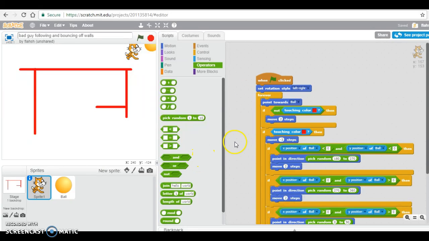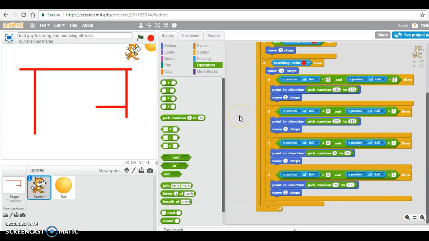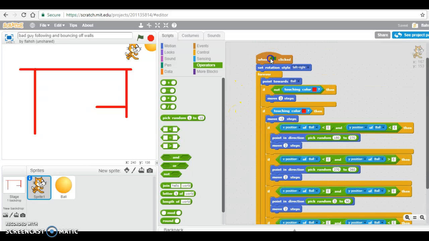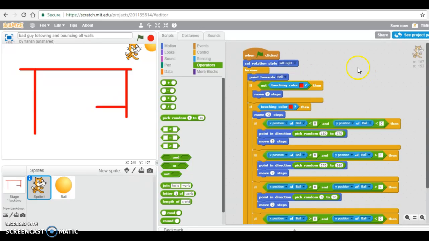This is one way that I've found to have your bad guy who's chasing bounce off of walls. And this is the code I wrote for the bad guy. So basically what's happening here is I set rotation style to left-right so that the cat, who's the bad guy, will only point left and right. It helps with the wall interactions.